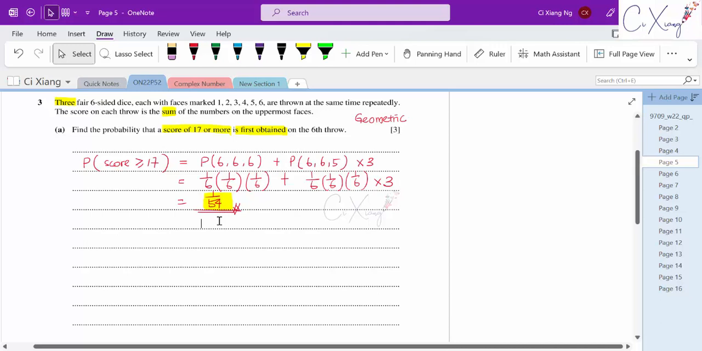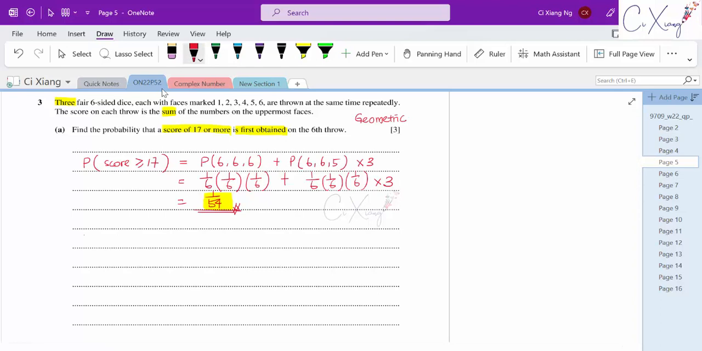And now they are saying that the score more than or equal to 17 is first obtained on the 6th row. That means if I want to write out or calculate the probability for this part on the 6th row, okay, so for the first row, I didn't get a score which is more than or equal to 17. So the probability for the first row less than 17 should be 53 over 54, because more than or equal to 17 is 1 over 54, right?